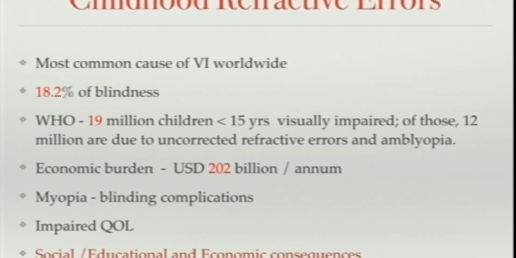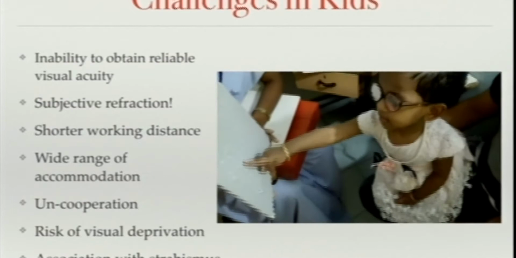And the economic burden of this is very high, because you need to remember that in children it is a growing eye, and economic implications are quite huge considering the lifespan of these children. And myopia, in fact the higher pathological myopia, has a lot of blinding complications, that is impaired quality of life and social, economic and educational consequences. Hence we need to concentrate a lot on these children.